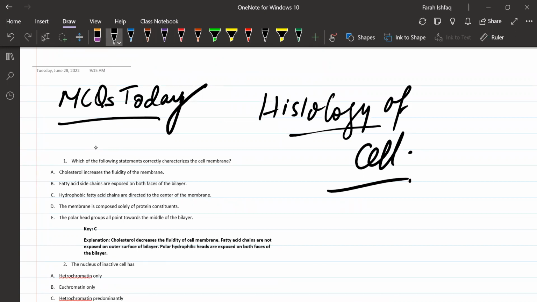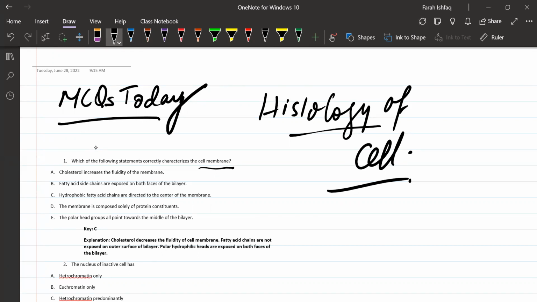So number one MCQ is, which of the following statements correctly characterizes the cell membrane? So it's about the cell membrane. Cholesterol increases the fluidity of the membrane. Number two is the fatty acid chains are exposed on both faces of the bilayer. Hydrophobic fatty acid chains are directed to the center of the membrane. The cell membrane is composed solely of protein constituents. The polar head groups all point towards the middle of the bilayer.